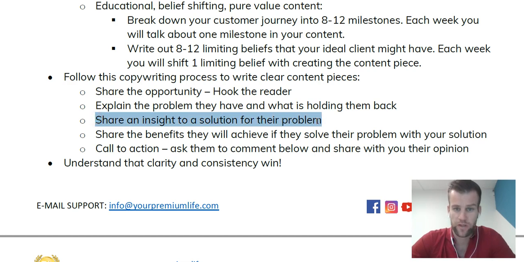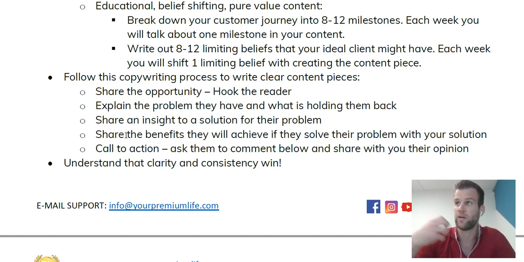Then after you share with them the insight to a solution, you need to also share with them the benefits of what they will achieve if they solve their problem with your solution. So they need to see what they will achieve and get if they follow you and do whatever you shared with them. So your idea, your topic, or your message has certain value to them. And then at the end, don't forget the call to action, which is basically asking them to do something. Ask them to comment below, or share with you their opinion, or express their interest.